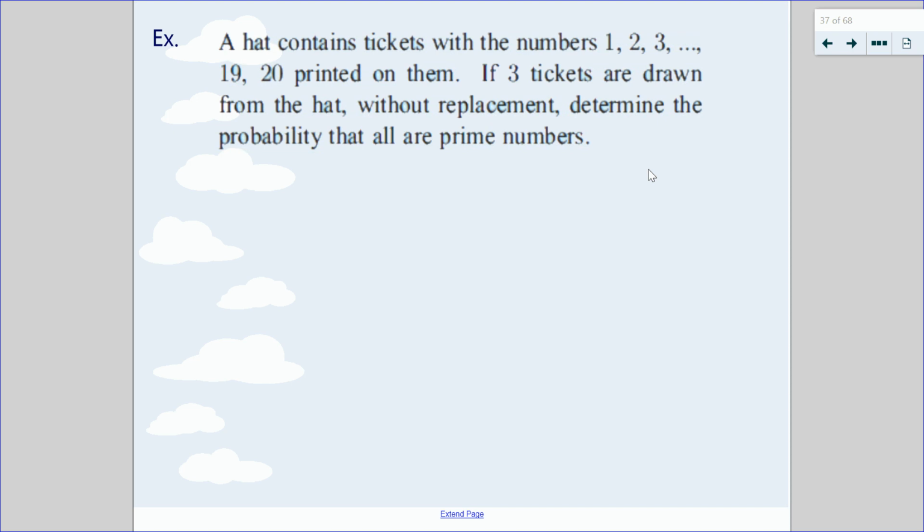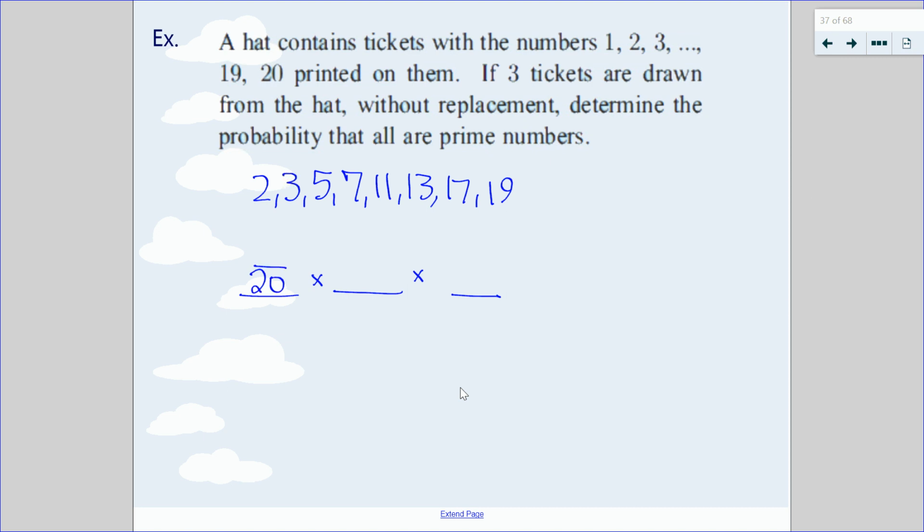So let's think of what the prime numbers are. Let's say 2, 3, 5, 7, 11, 13, 17, and 19. So we want a prime and a prime and a prime. So because it's and, I'm using multiply. So the first one is out of 20. Out of 20, how many primes do we have? 1, 2, 3, 4, 5, 6, 7, 8. 8 out of 20. We have 8 out of 20 primes.